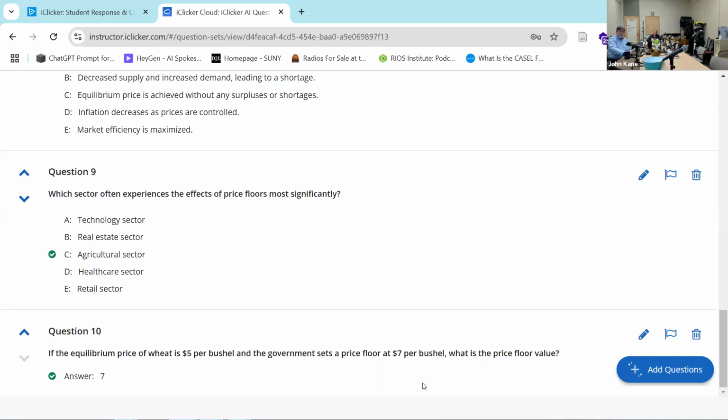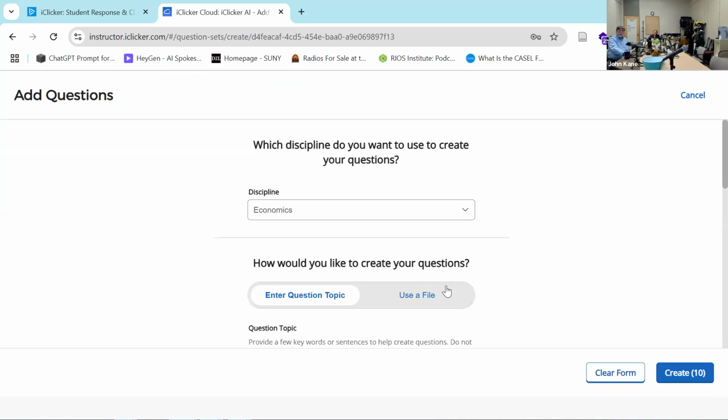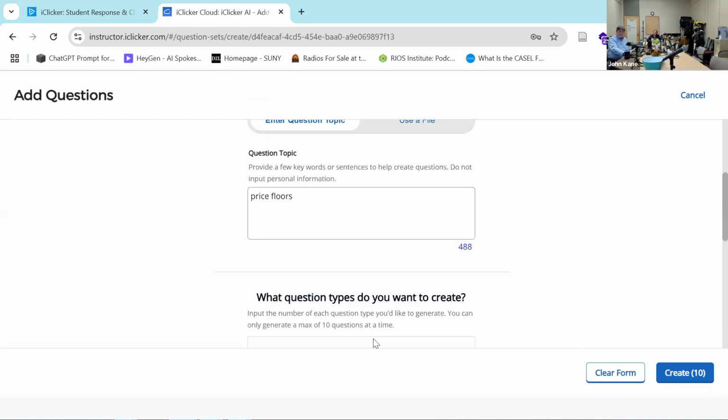And here we get the value of the price floor, which, I'm not even sure what that is. If it's set at $7, what is the value of the price floor? It would simply be $7. So that's not a great question. But if you don't like them, you could just find some more. And you could ask for higher level questions, I think.